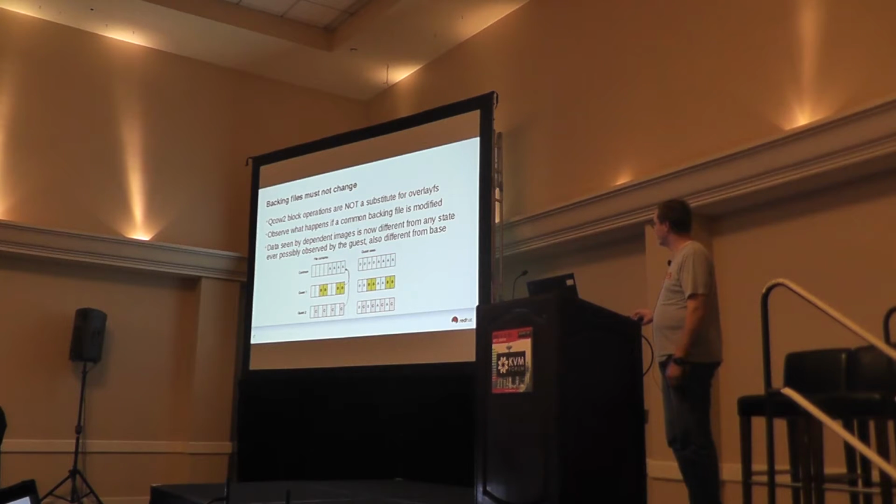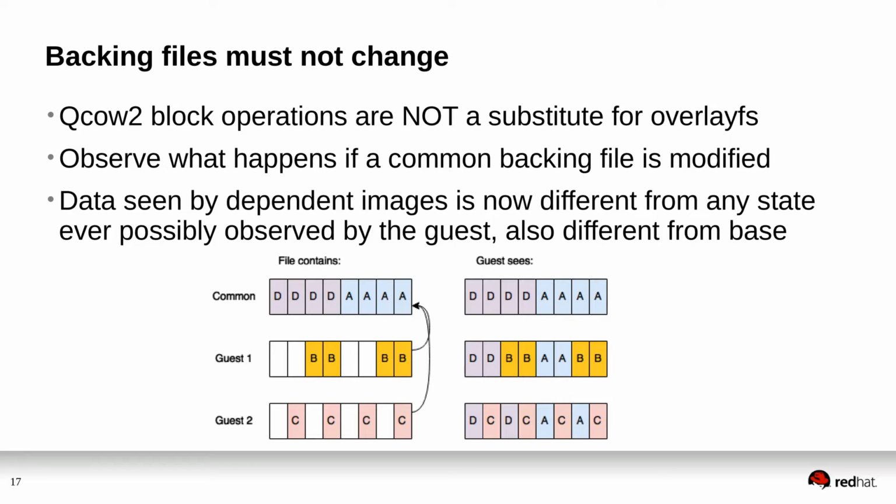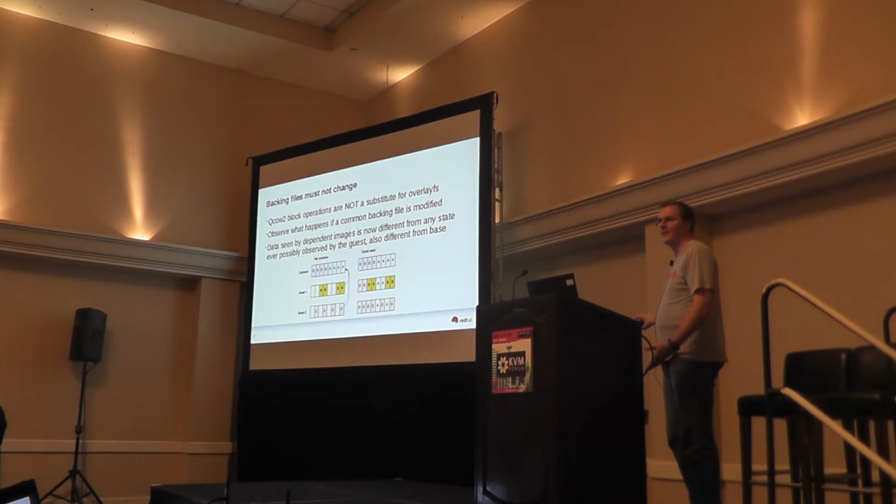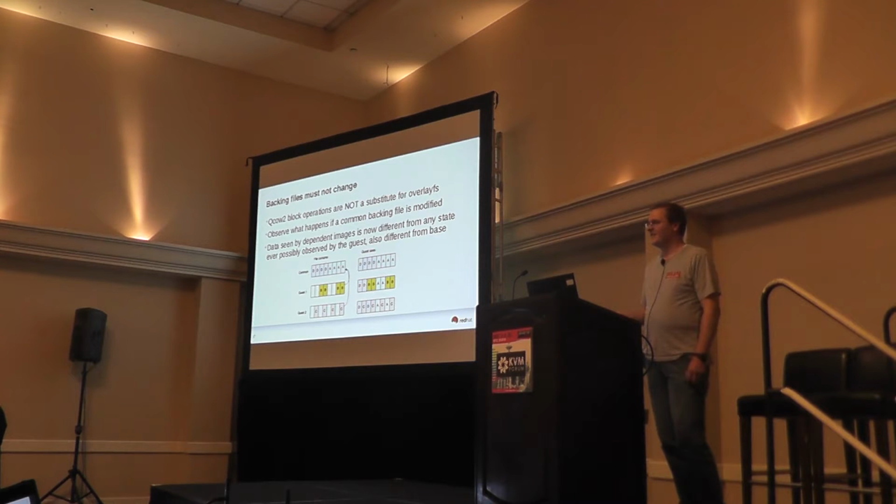So let's see what happens. I'm going to write into my common image. I have guest 1 and guest 2 both provisioned off of my common image, and I've also shown what the guest sees. And I'm going to write 4 clusters at the beginning of the file in the hopes that my guest will magically start using this new data. Except that guest 1 has clusters locally. Those clusters take priority over the ones I just wrote. So guest 1 sees data that did not exist. Guest 2 had clusters that override my common base image. Guest 2 now sees data that did not exist.